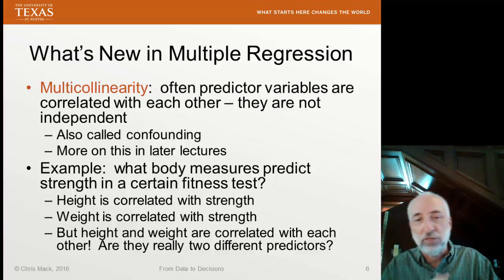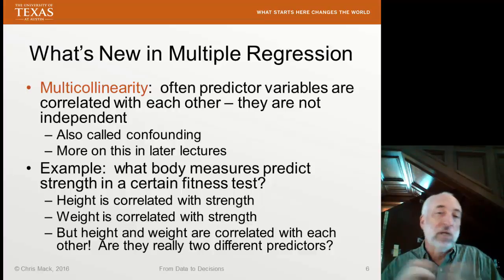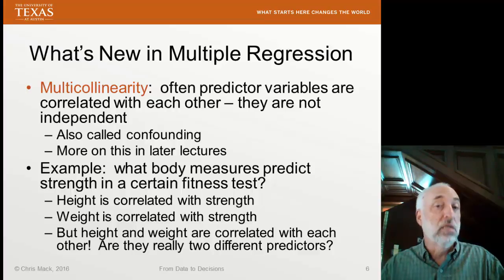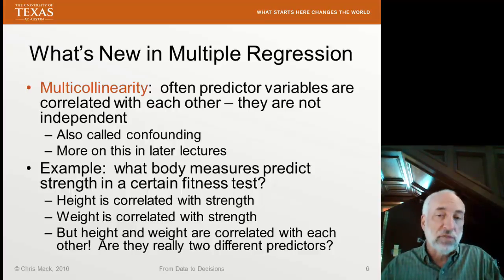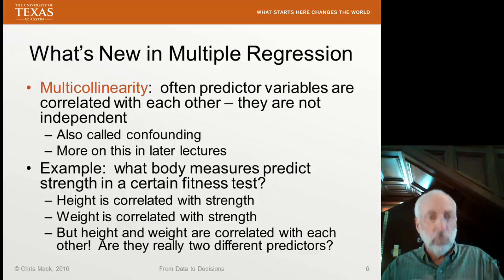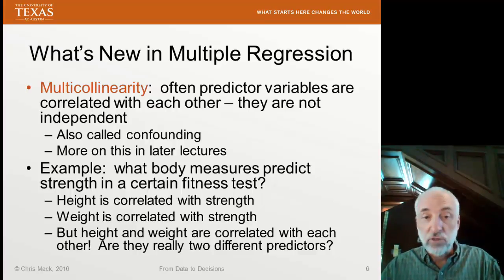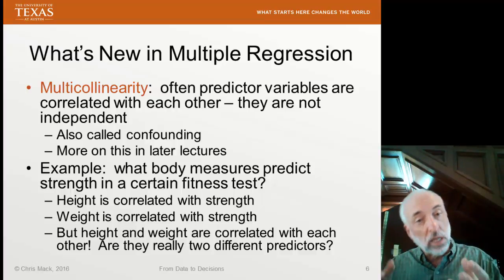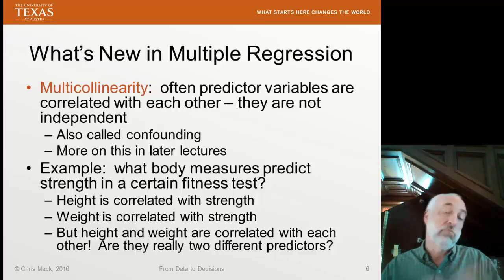I give this fitness test to a bunch of different people, and I want to know, is there some body measure that allows me to predict, to a certain extent, how well they'll do on this fitness test? Well, we find that height is correlated with strength. The taller people tend to do better on this particular fitness test than the shorter people. But I also find that weight is correlated with strength. Heavier people have a greater strength, or maybe the opposite, but there's a correlation of weight with strength.